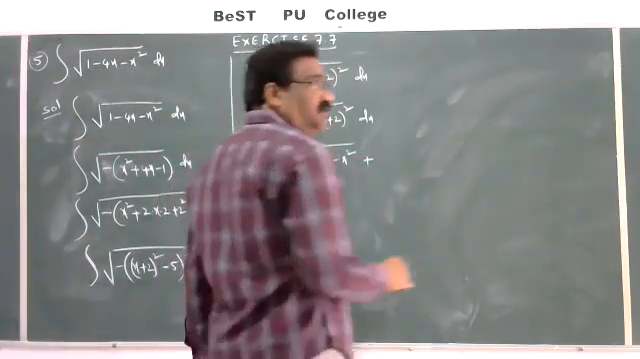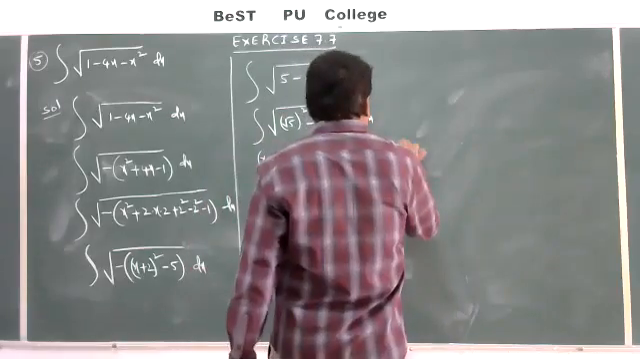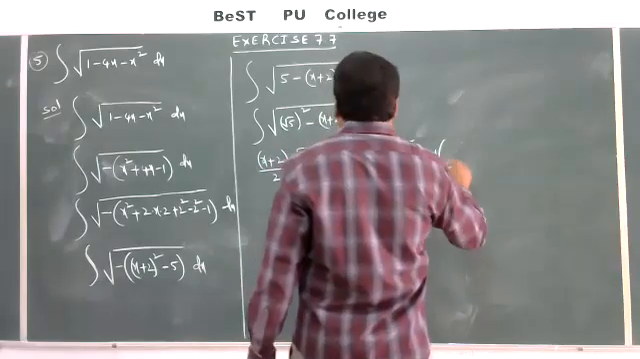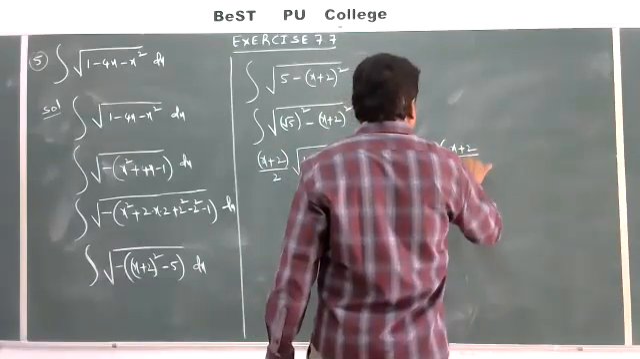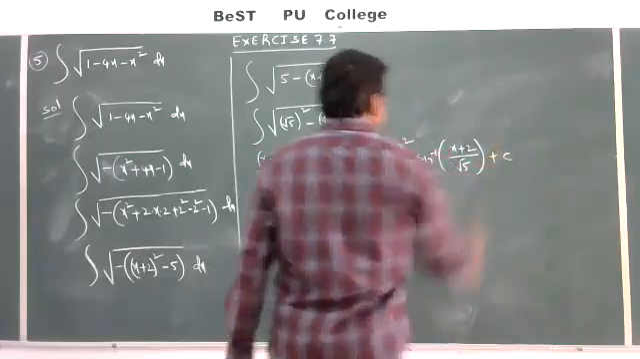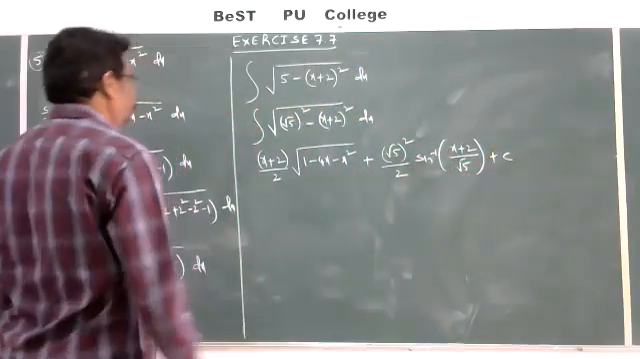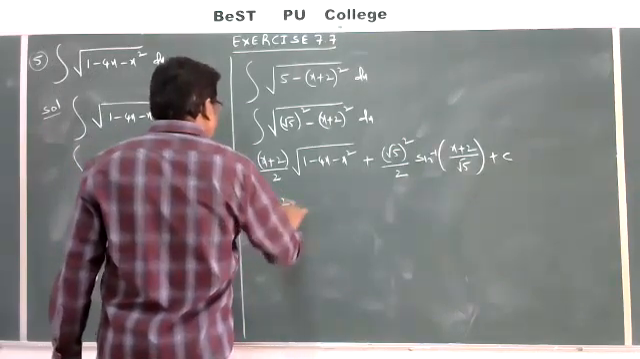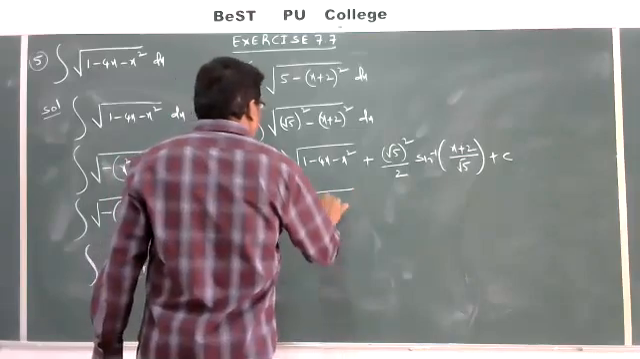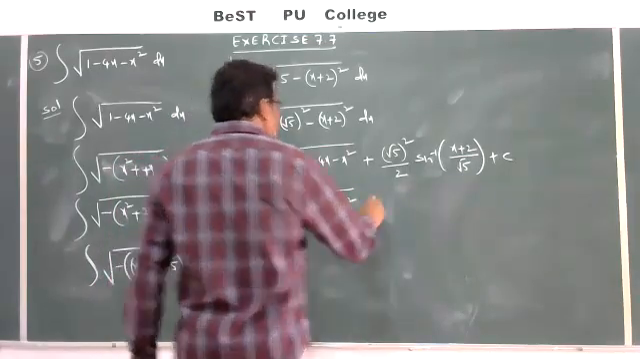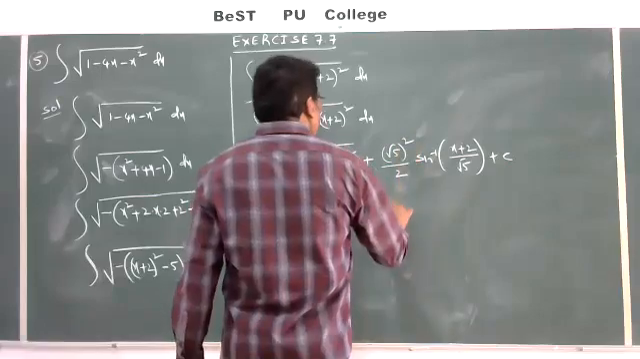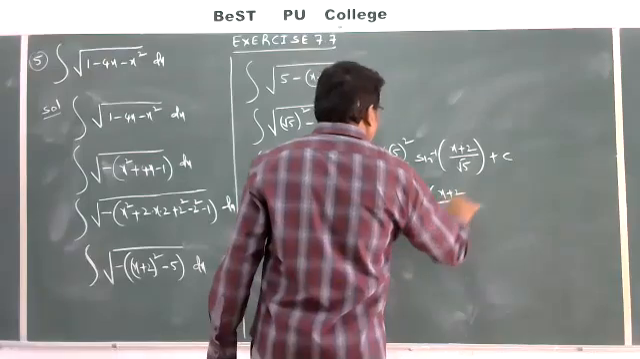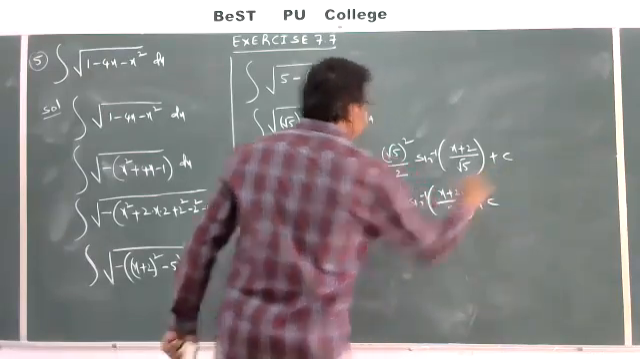Plus a square by 2, that is root 5 whole square by 2, into sin inverse x by a, that is x plus 2 by root 5, plus c. That is x plus 2 by 2 into root of 1 minus 4x minus x square, plus root 5 whole square means 5 by 2 into sin inverse of x plus 2 by root 5, plus c. That's enough.